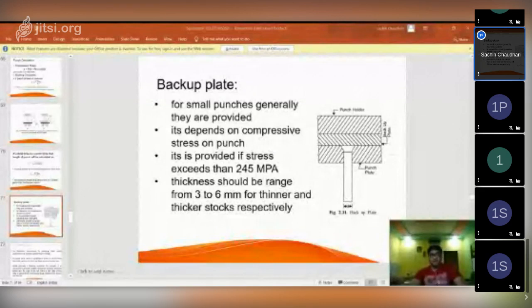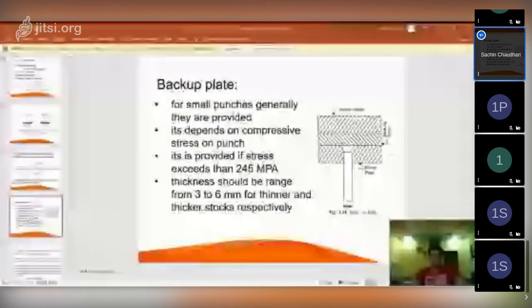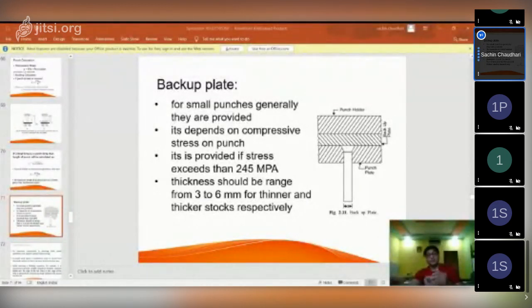Wait. So what is the purpose of using the backup plate? The backup plate is also called a pressure plate or punch plate, which holds your punch. It acts as a cushion, as we saw in the first class, in terminology. Whatever pressure force comes from the ram to the punch holder is transferred through this backup plate.